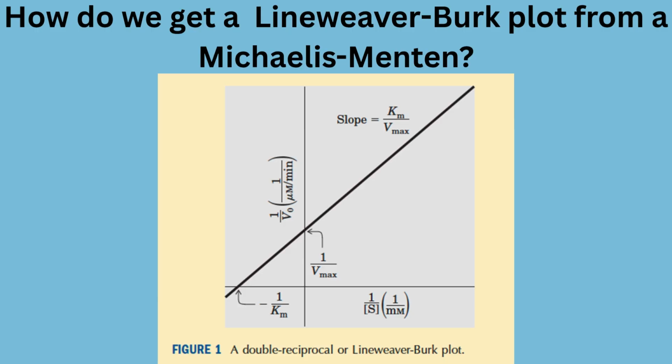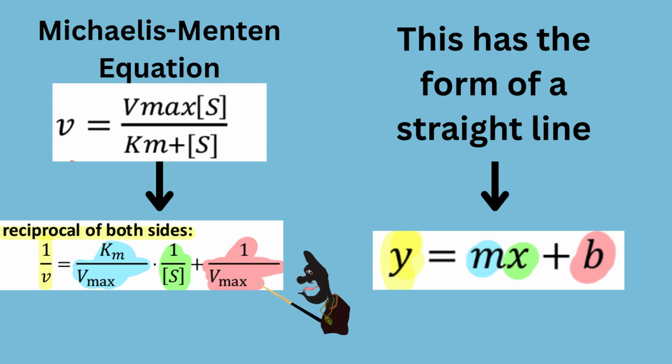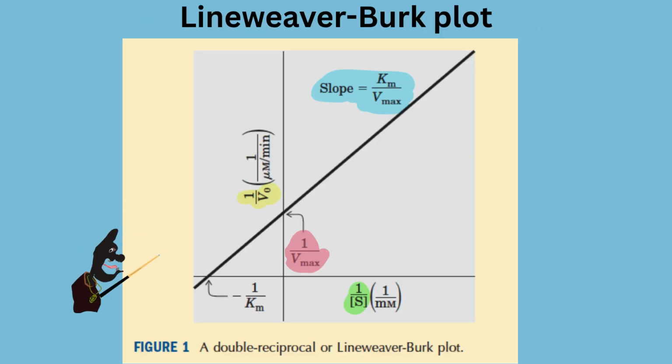So how do we get a Lineweaver-Burk plot curve from a Michaelis-Menten? If we simply take the reciprocal of the Michaelis-Menten equation, we get this, which is like the equation of a straight line, which is how we create our Lineweaver-Burk plot. On this curve, the x-intercept shown in gray on the left is the negative reciprocal of the Km value, and the y-intercept shown in pink in the middle is the reciprocal of the Vmax.